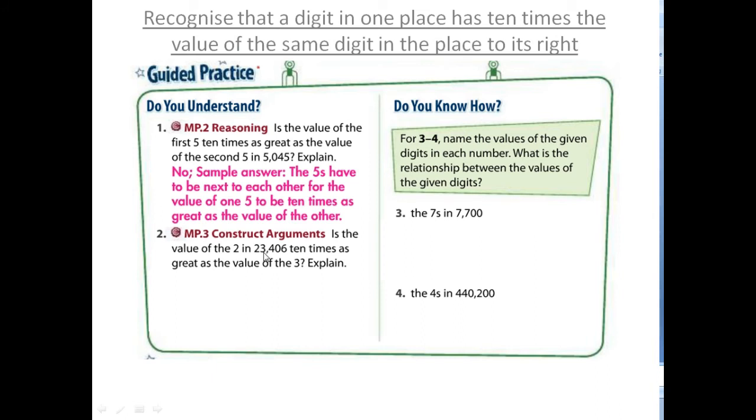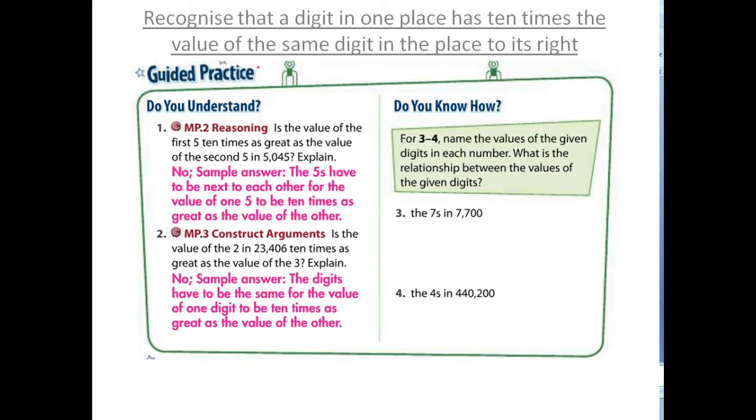Because the two digits are different. 2 is different from 3. I should have the same digits to say that the first digit is 10 times the second one. So, two conditions: the two digits should be the same and should be next to each other. So the digits have to be the same for the value of one digit to be 10 times as great as the value of the other. So no.